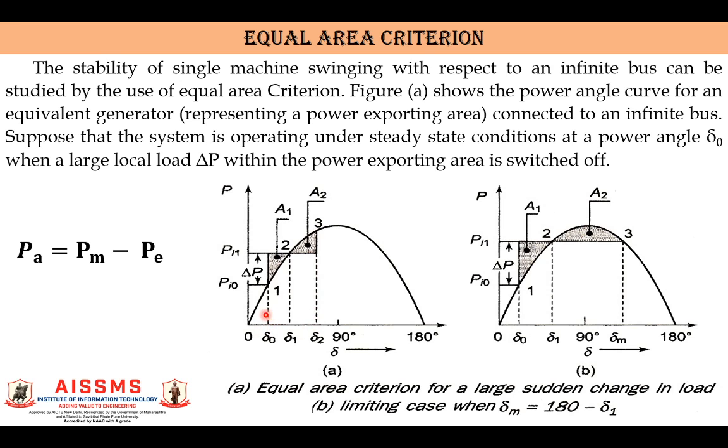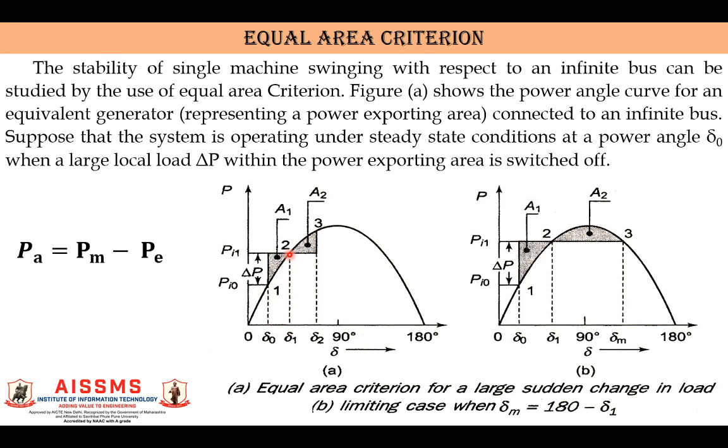Initially, when the system is stable, the corresponding angle is delta 0. Now due to a change in the mechanical input, delta P, the angle changes from delta 0 to delta 1, and at delta 1 the system will become stable. Now, how do we know whether the system is stable or unstable?